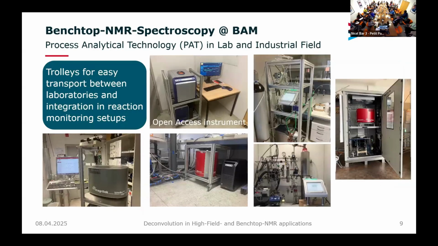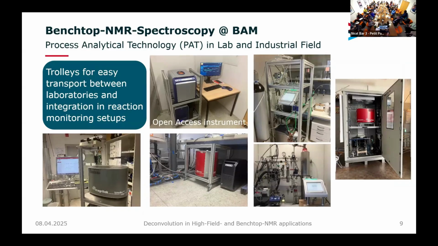So now getting to benchtop NMR. Everything I showed you before was basically high field. So what about benchtop NMR, and how do we use it? You can see different setups here. These are the systems. Typically they are in a weight range of 50 to 160 kilograms, depending on the magnet. You can still move it around.